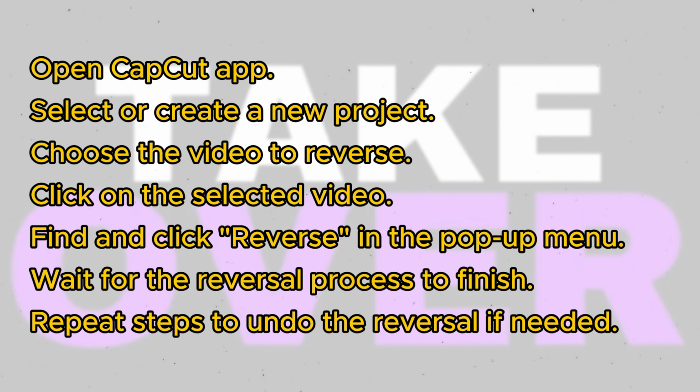Now locate the video file that you wish to reverse within your project library. Select the video you want to reverse by clicking on it. This action will prompt a pop-up menu to appear at the bottom of the screen. Scroll through the options in the pop-up menu until you find the reverse option. It should be positioned between copy and freeze. Click on the reverse button to initiate the reversal process.